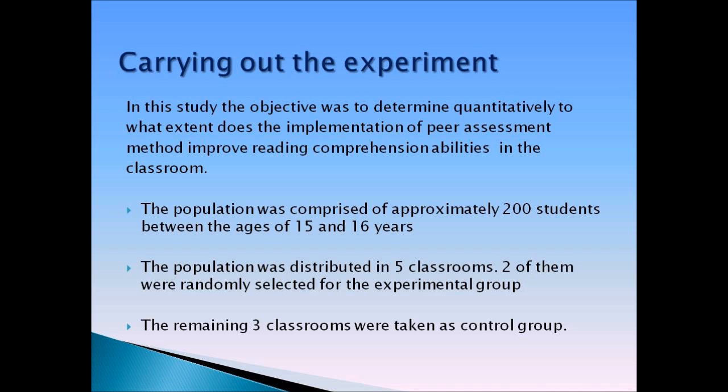The population was distributed in 5 classrooms. 2 of them were randomly selected for the experimental group where peer assessment was implemented. The remaining 3 classrooms were taken as the control group where peer assessment was not applied.